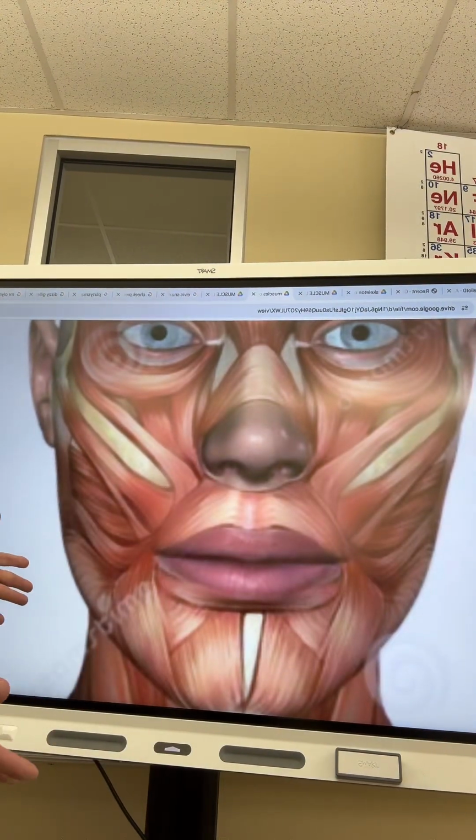Let's look at the face muscles. Let's look at what we got going on here. With this, we're going to have muscles that are going to close and open. They're antagonists to each other.